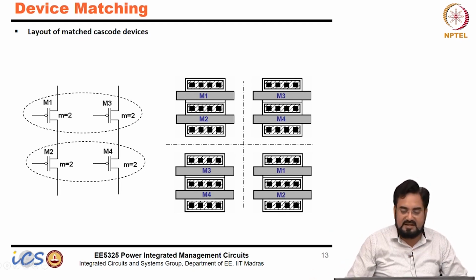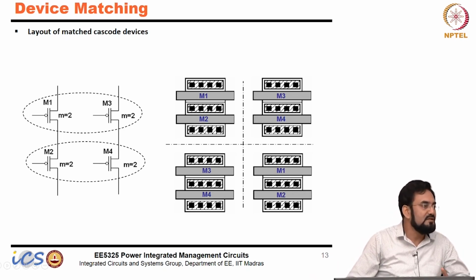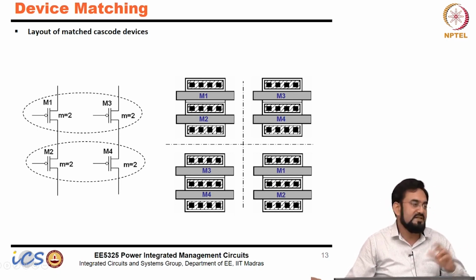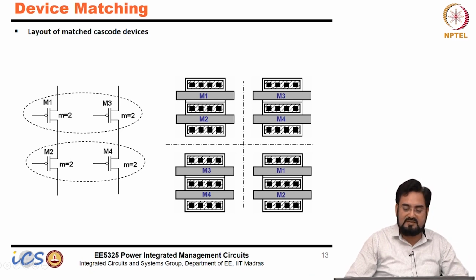But the better way is that you route M1 and M2, make a single device, and you can share the source and drain of this. Correct. So the drain of M1 is connected to the source of M2, so you can combine them. So you will save area, and matching will also be good, because now source and drain are shared here. So you make a single unit of M1, M2 and M3, M4, and then place them in common centroid. You treat the combination of M1 and M2 as a single unit.